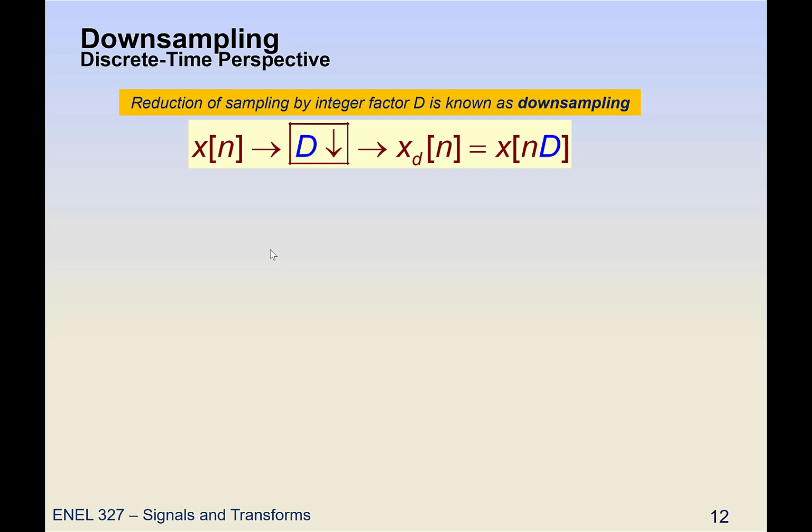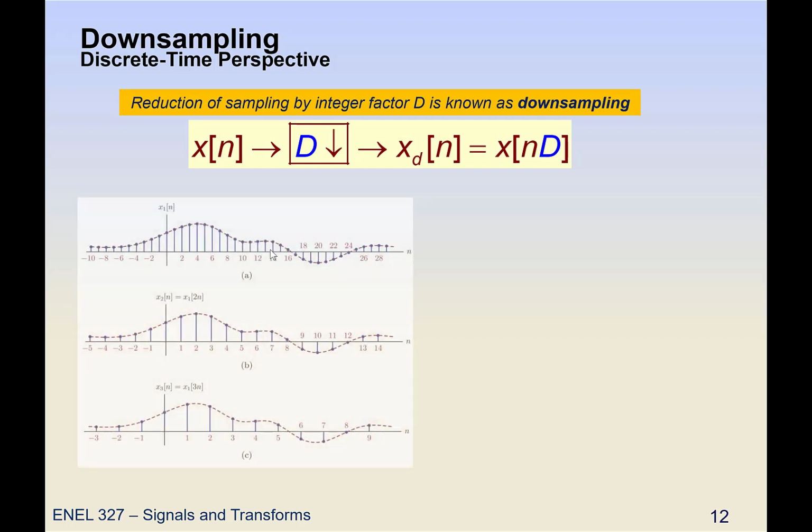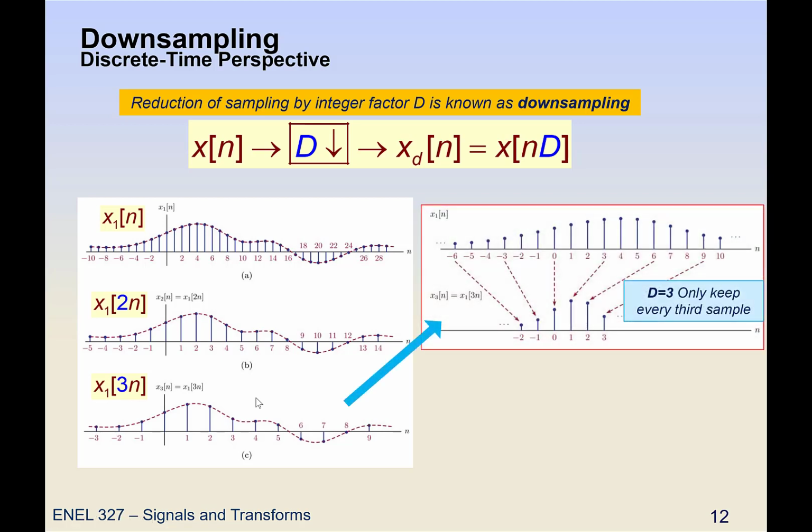And effectively, if we start out with a signal x1 and scale it by 2, then we're taking every other sample. If we scale it by 3, we're taking every third sample and creating a new signal. So if we take a look at downsampling by a factor of 3, we're keeping every third sample. If this was our original signal, then this is our new signal.